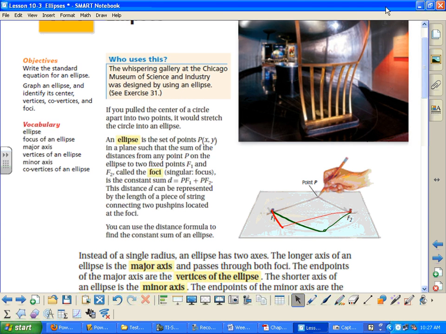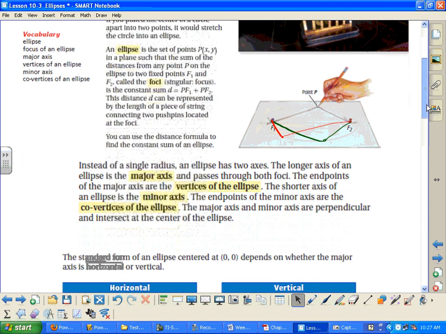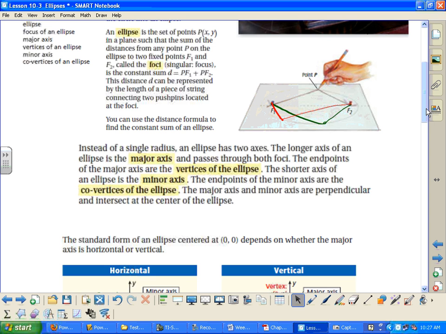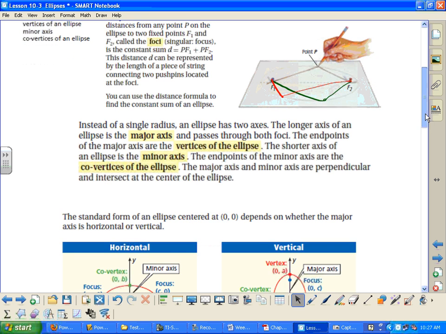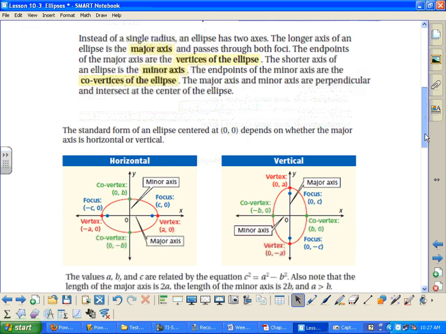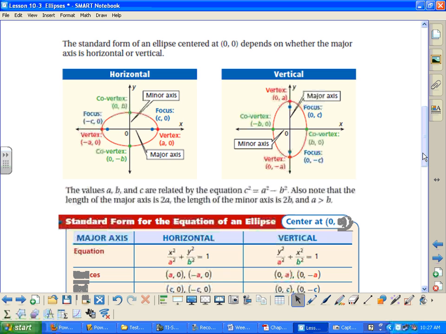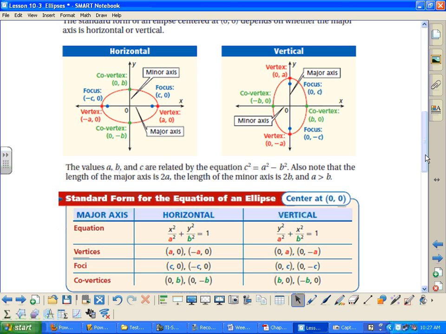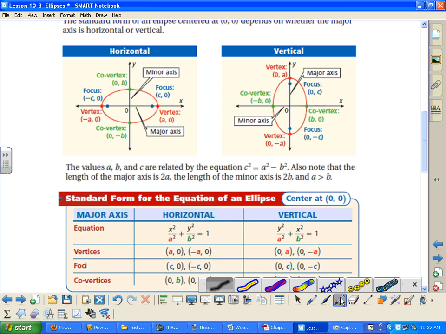All right, so with ellipses then, we looked at the definition. We talked about major and minor axis. Okay. And then we have the standard form for an ellipse. So if it extends horizontally, you can see that the vertices are on the ends of the major axis, and the co-vertices are at the end of the minor axis.